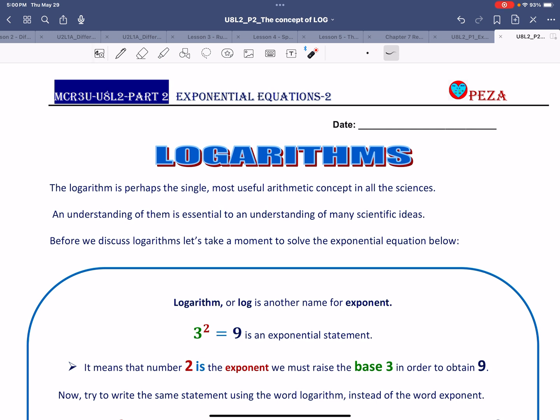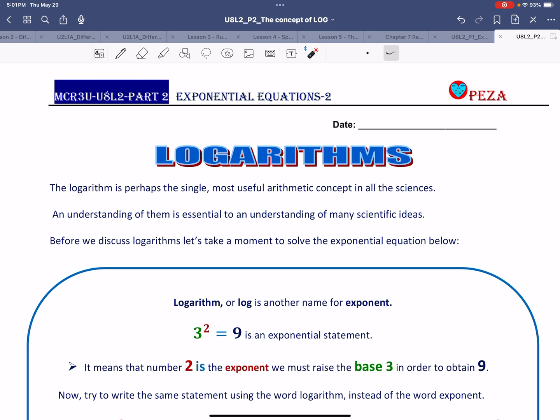So logarithm is perhaps the single most useful arithmetic concept in all sciences, and you've probably used logarithms in chemistry, in grade 11 chemistry already. But in this lesson, we'll go over the basic meaning from the mathematical point of view and how we use it in solving various equations. Understanding logarithms, or as we call them, logs, is very essential in understanding many scientific ideas.